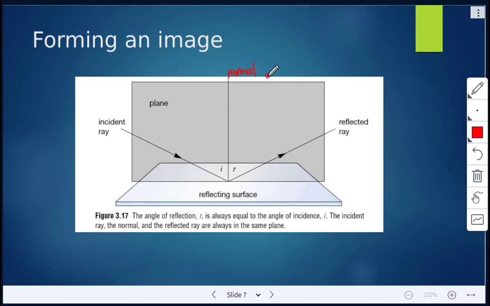Okay, and then we have the reflected ray coming off. Again, for an incident ray, the arrow is pointing towards the reflecting surface, and for the reflected ray, the arrow is pointing away from the reflecting surface. All right, so the angles that are made here: here is the angle of incidence, and here is the angle of reflection. Because of our law of reflection, the angle of reflection is always equal to the angle of incidence.